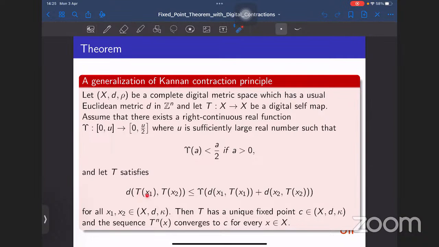The distance between Tx1 and Tx2 is less than or equal to epsilon multiplied by the sum of dx1, Tx1 and dx2, Tx2. It's like a kind of contraction principle, contraction map, but we change the constant to a function. And moreover, T has a unique fixed point by the contraction map, and T^n x converges to c for every x in this space, and c is a fixed point.